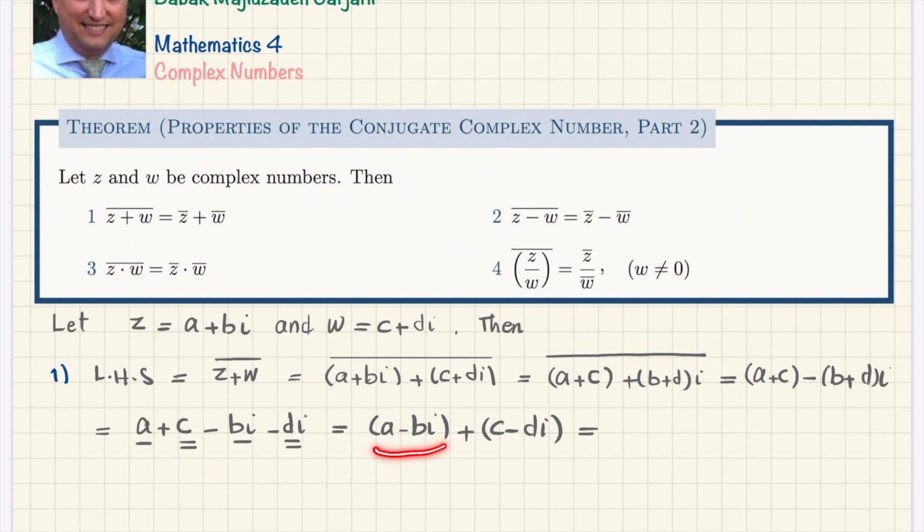What you see here is the same real part, but its imaginary part is the negative of the imaginary part. So this is nothing except z bar, and this is nothing except w bar, yes? So then it becomes z bar plus w bar, and that is exactly equal to the right-hand side. Okay, so it doesn't matter if you add first and then conjugate, or conjugate first and then add. This is the meaning of this operation.